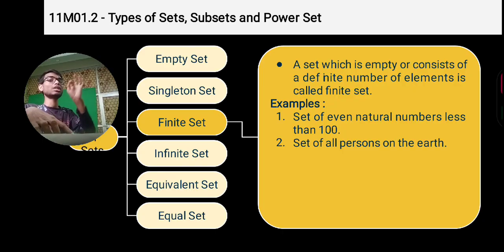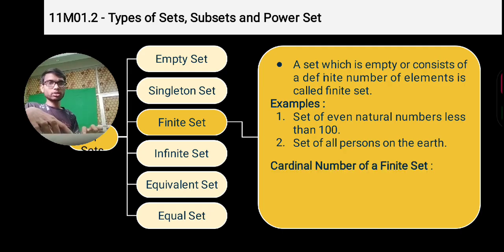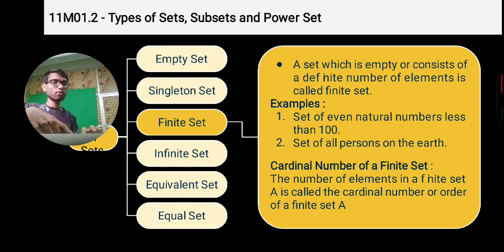Whenever somebody says that you have a finite set, it means you were given a set whose elements can be counted. Now next, the cardinal number of a finite set. The number of elements in a finite set is called the cardinal or order of a finite set.